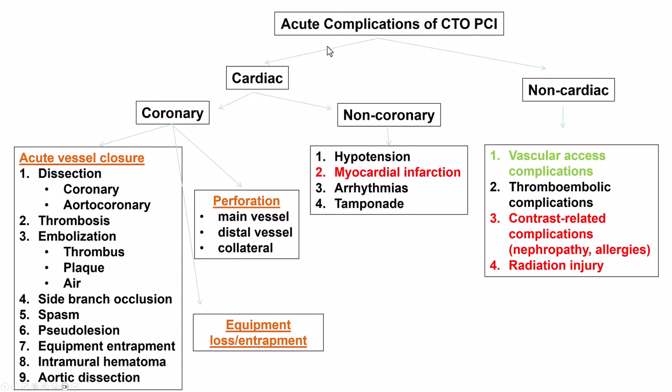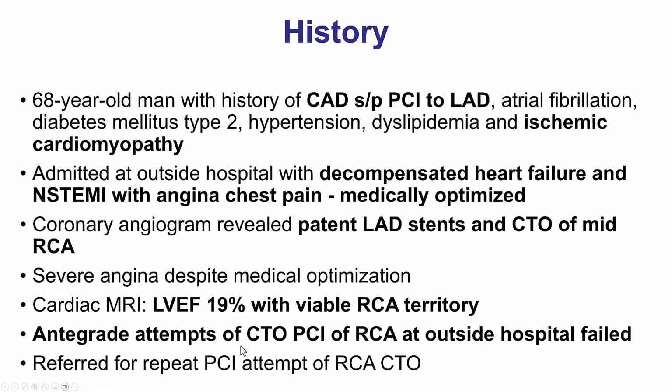This is an overview of the complications of PCI and CTO PCI. There are three major things that can happen in the coronary artery: either close it, or perforate it, or have equipment loss or entrapment in the coronary artery, and this case pertains to this particular issue.